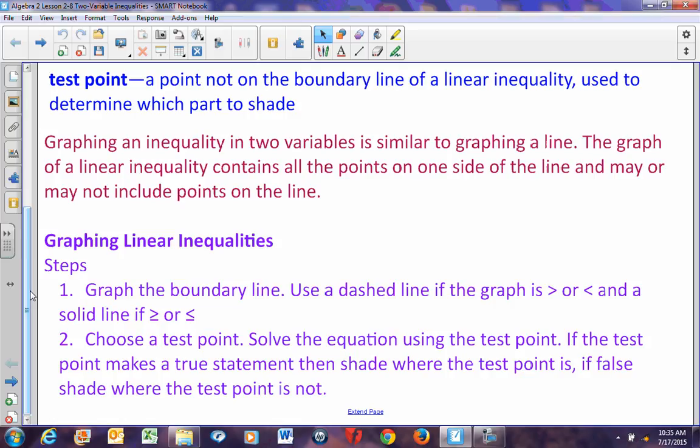You'll choose a test point and solve the inequality using the test point. If the test point makes a true statement, you shade where that test point is. If the test point makes a false statement, you shade on the opposite side of the boundary line from where that test point is. Let's take a look.